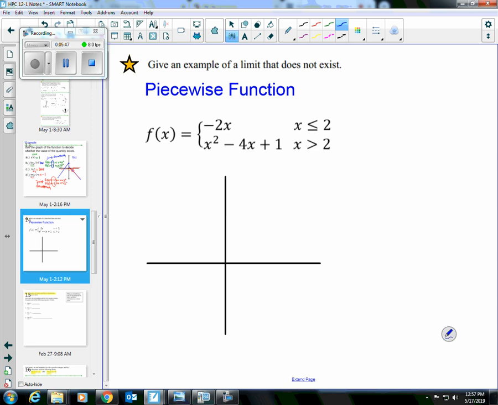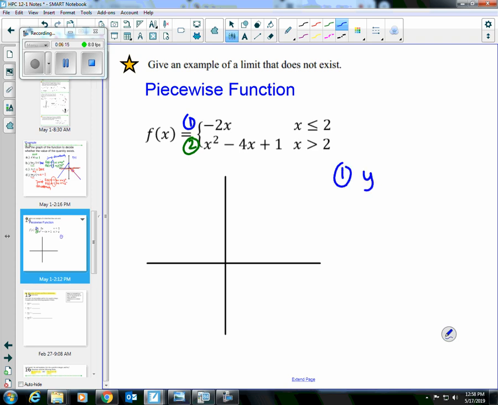So this is a piecewise function. If you remember doing those earlier this year, you just have different rules that define different portions of your domain. So for all the x's that are less than or equal to 2, we have this linear equation. That's our first piece, -2x. And then for the second part, it looks like a parabola equation for all the x's that are greater than 2.